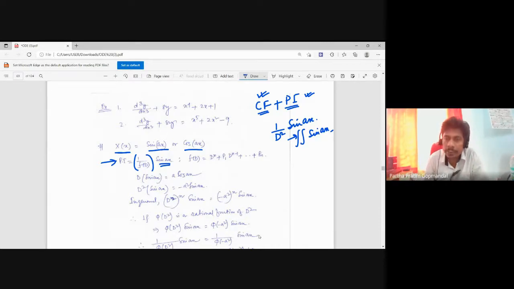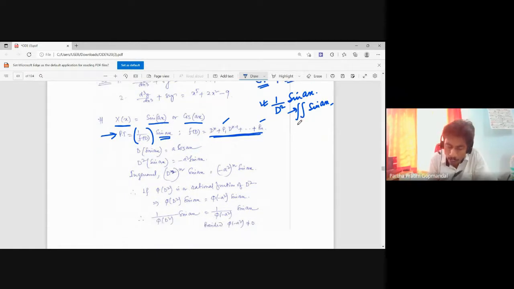If 1 by D cube, then triple integration. So these are very simple cases, but f(D) can be any polynomial in D, that we have discussed last day. So it can be of this form: D to the power n plus p1 D to the power n minus 1 plus so on, plus pn, where p1, p2, up to pn are the coefficients, which we have considered for the time being as constants. Certainly they can be any function of x, but for the time being we have considered them constants. Now see how to find this particular integral, or in short PI.